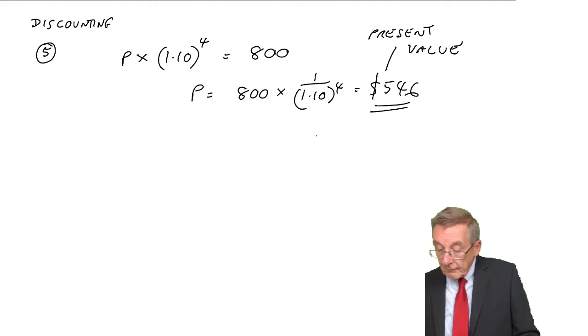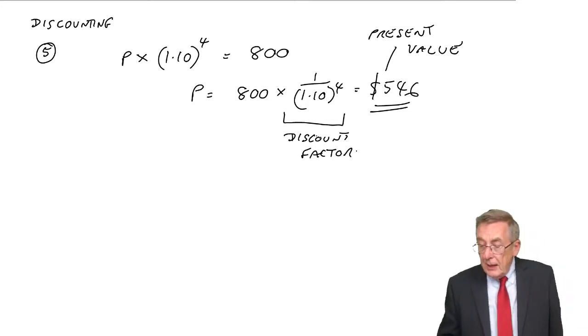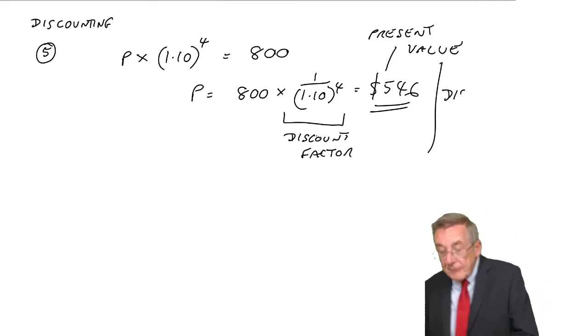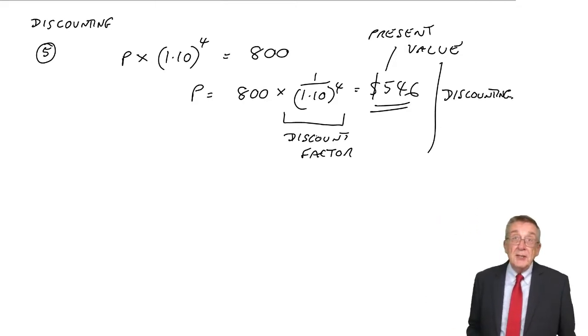Now, although that wasn't, I hope, hard, it was just doing what we did before, because this is such a common exercise, and in the next chapter you'll see why it's so common and so important, you are given tables to save the arithmetic. We took 800. Although I'm dividing by 1.10 to the 4, I've written this as multiplied by 1 over, but it's the same thing. The figure we multiply by is called the discount factor. And the whole exercise is called discounting.